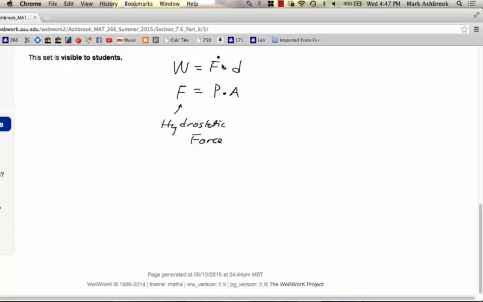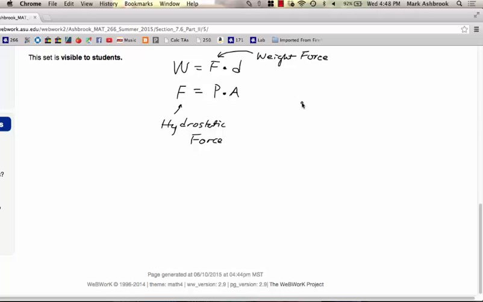And all the problems that we saw with work, this was weight force, right? And so we were lifting something up a distance, and that force we had to apply was its weight, so that gave us work to lift something. This is hydrostatic force, meaning the deeper that you go, the more force there is because of the weight of the water above. But then that pressure pushes in all directions, right?